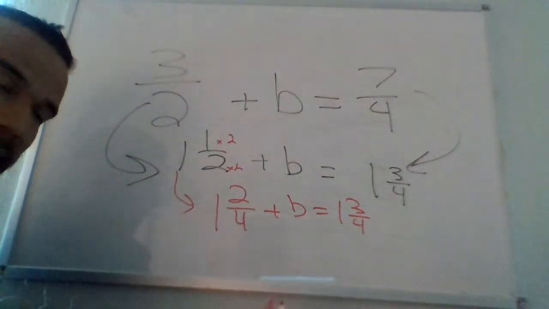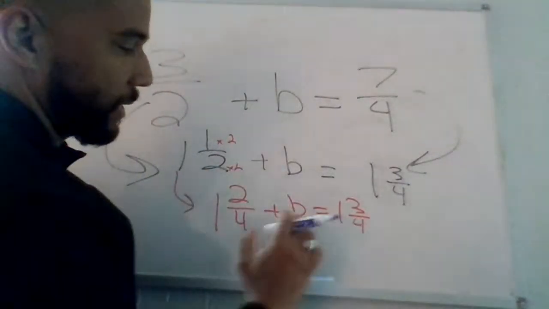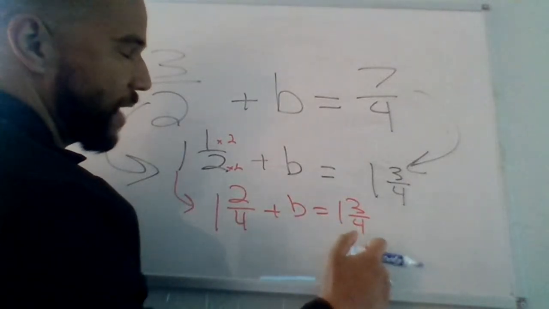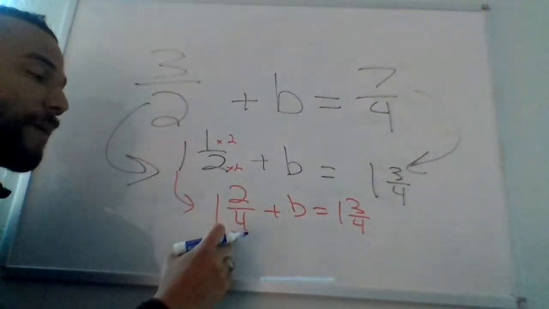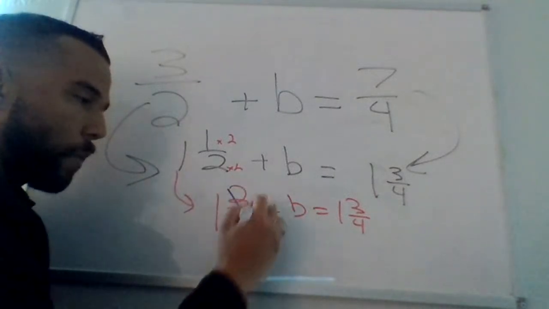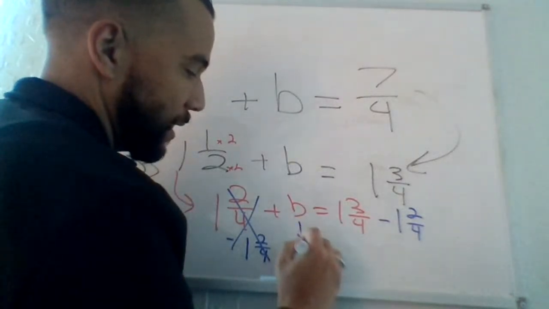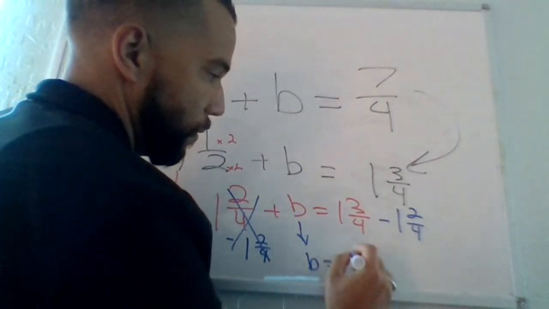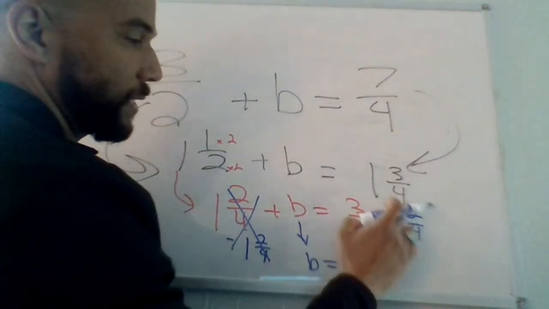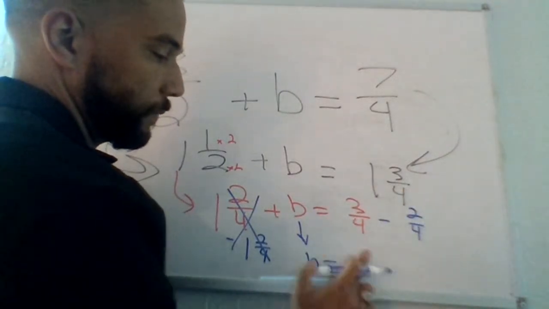I'm going to do the exact same thing I did before. I need to get rid of everything except for the variable. The variable needs to be on one side. The whole number or every other value needs to be on the other. So because I have a positive 1 2/4 here, I'm going to subtract it. Let's subtract it over here. Now my b comes down. So b equals 1/4. Why? These ones canceled out. 3/4 minus 2/4 equals 1/4.